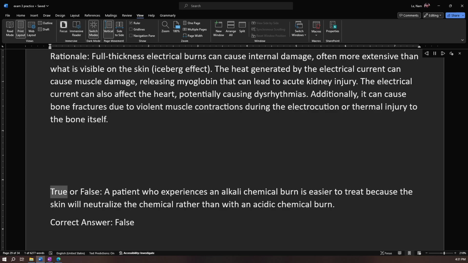True or false? A patient who experiences an alkali chemical burn is easier to treat because the skin will neutralize the chemical rather than with an acidic chemical burn. Correct answer. False.